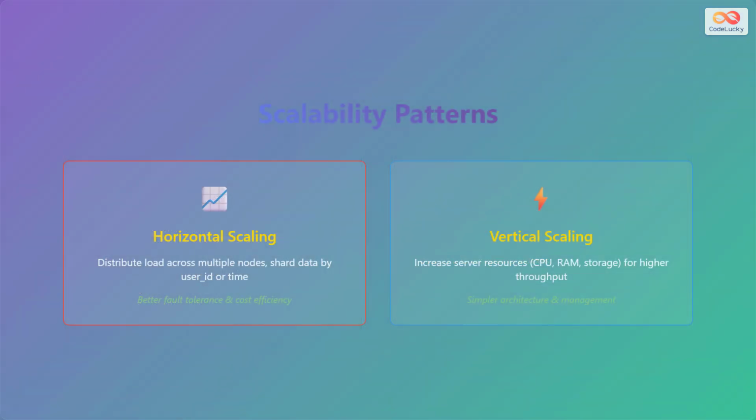This slide is about scalability patterns. Horizontal scaling distributes the load across multiple nodes, sharding data by user ID or time, which enhances fault tolerance and cost efficiency. Vertical scaling, on the other hand, increases server resources like central processing unit, random access memory, and storage for higher throughput, resulting in simpler architecture and management.